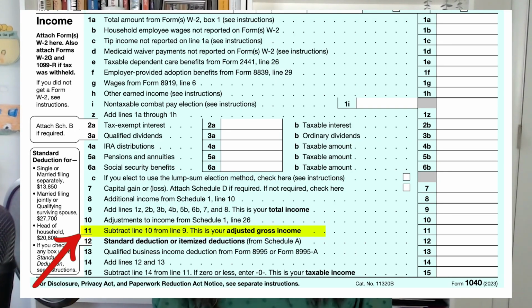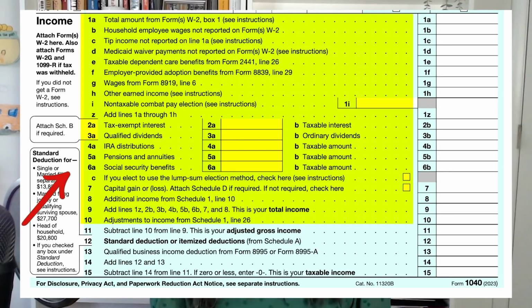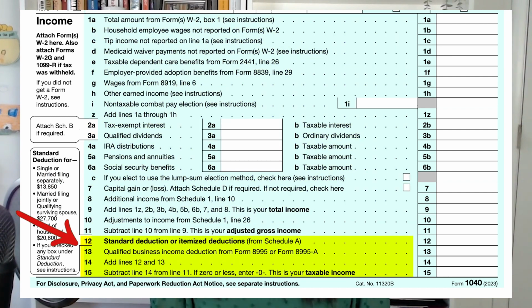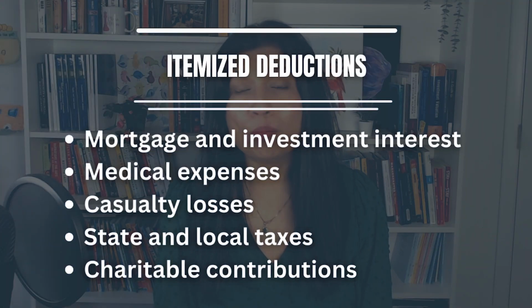Once you subtract all your above the line deductions, you arrive at your adjusted gross income or AGI. AGI is the line. Anything above the AGI is an above the line deduction, and any deduction below the AGI is a below the line deduction. You will subtract the greater of the standard or itemized deductions from your AGI. You can take itemized deductions on mortgage or investment interest, medical expenses, casualty losses, state and local taxes, and charitable contributions.